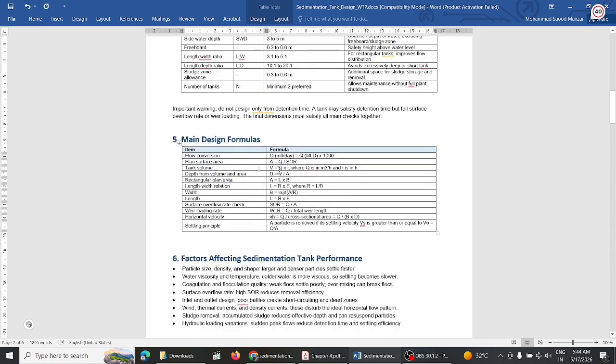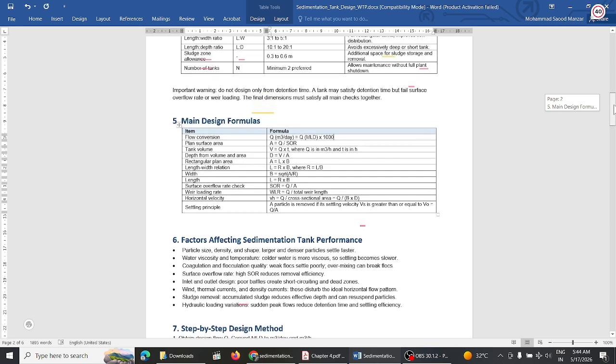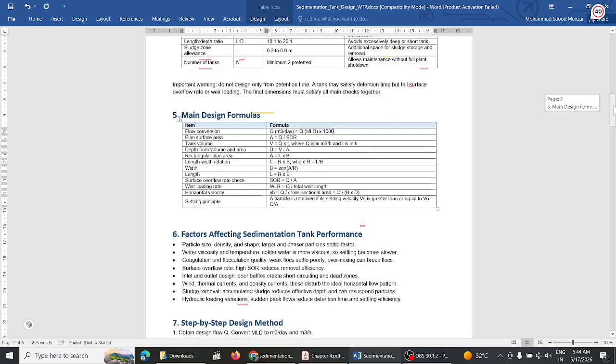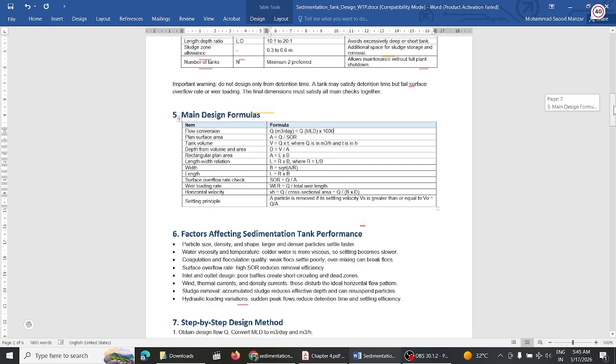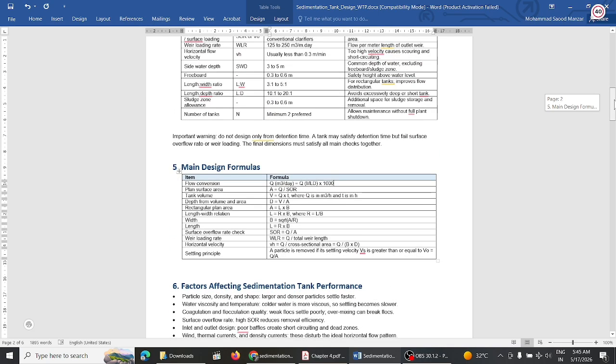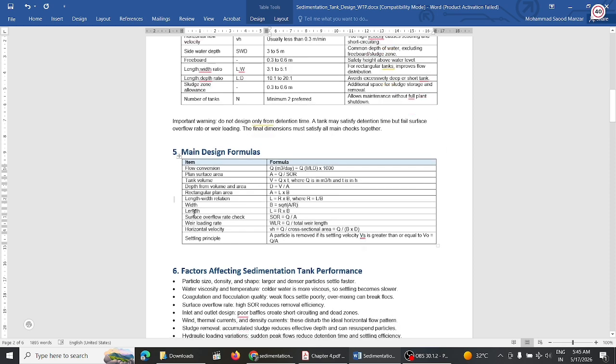Now the tank volume is equal to flow rate into detention time. Depth from volume and area: D is equal to V upon A. For a rectangular tank, volume is equal to area into depth. Rectangular plan area is equal to L into B. The length to width relationship we saw at the top, 3:1, 4:1, or 5:1. Width is square root of A upon R, and the length is equal to R into B.